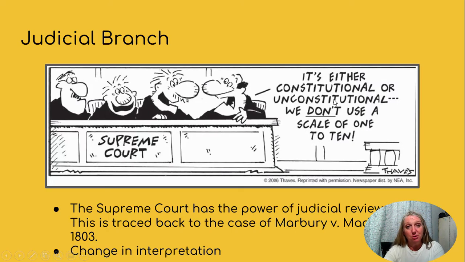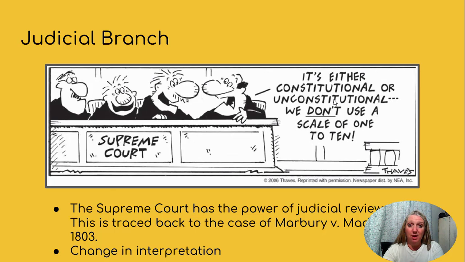Now let's talk about the judicial branch, the third branch. So the judicial branch and the courts, remember, they have judicial review. They have that power to declare things unconstitutional. And this traces back to a court case called Marbury versus Madison in 1803. And what happens over time is the courts can change their interpretation of the parts of the Constitution. How do we interpret the necessary and proper clause, or the war powers and those sorts of things? How do we interpret them? And they may interpret them differently and come to a different ruling.